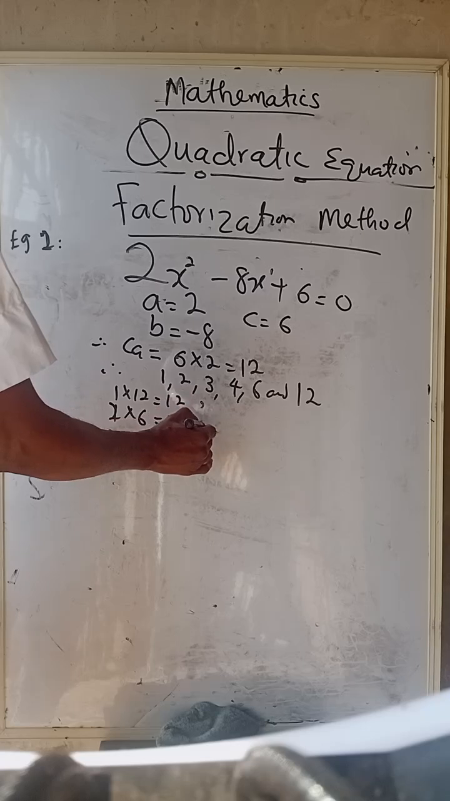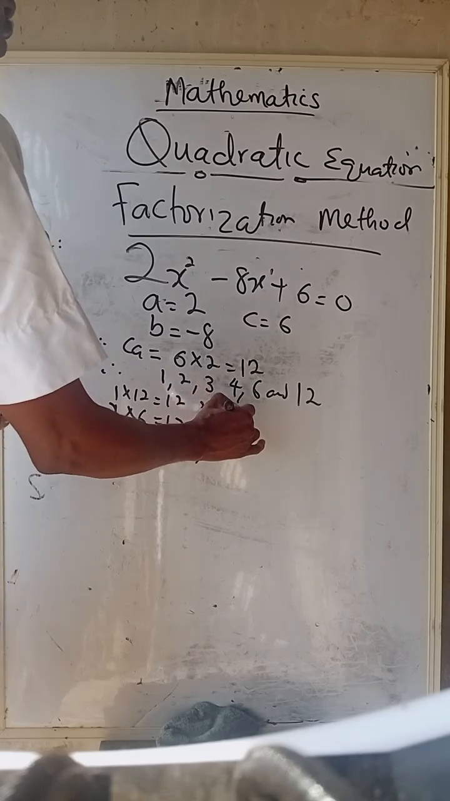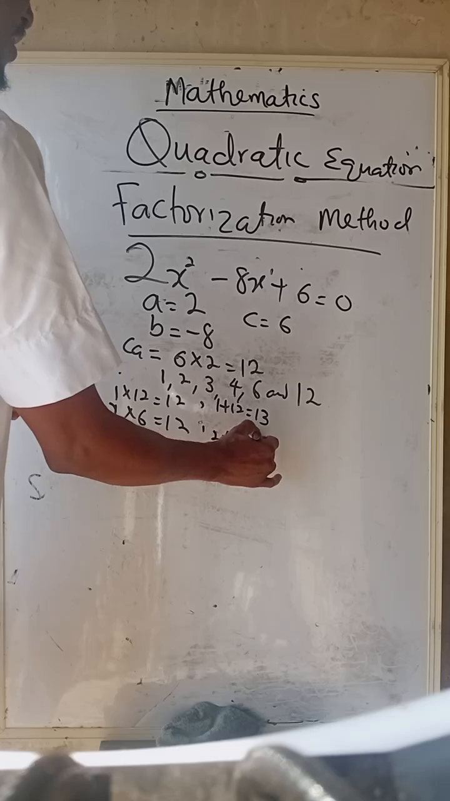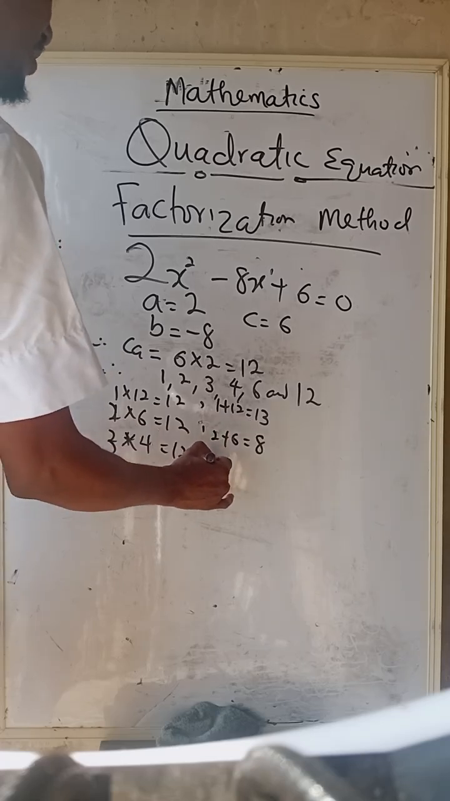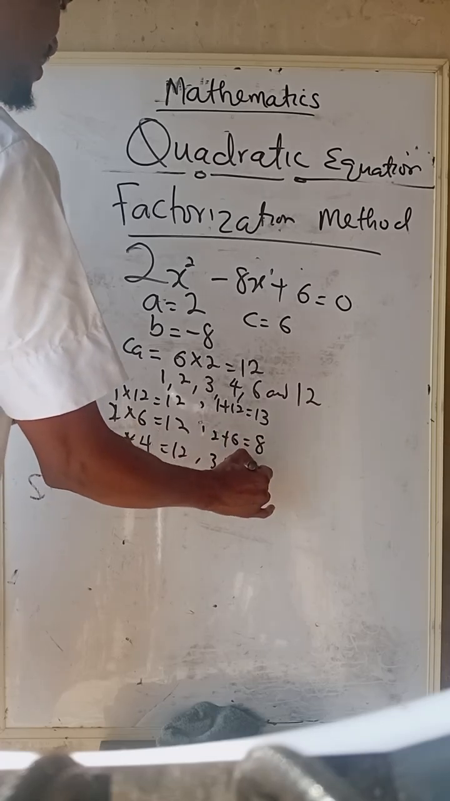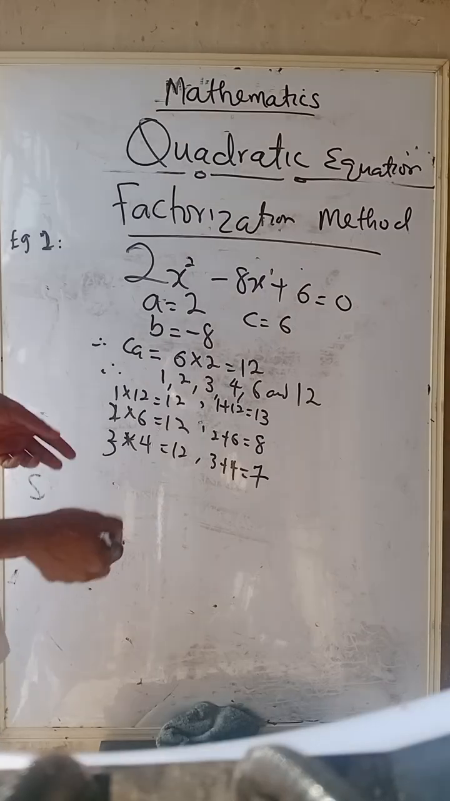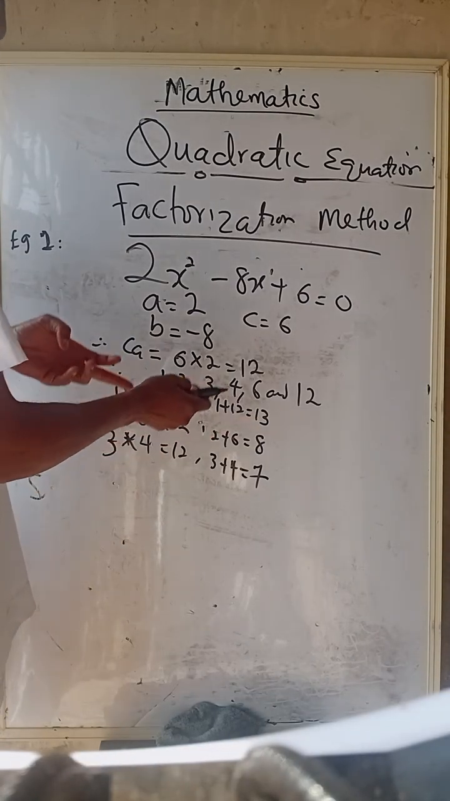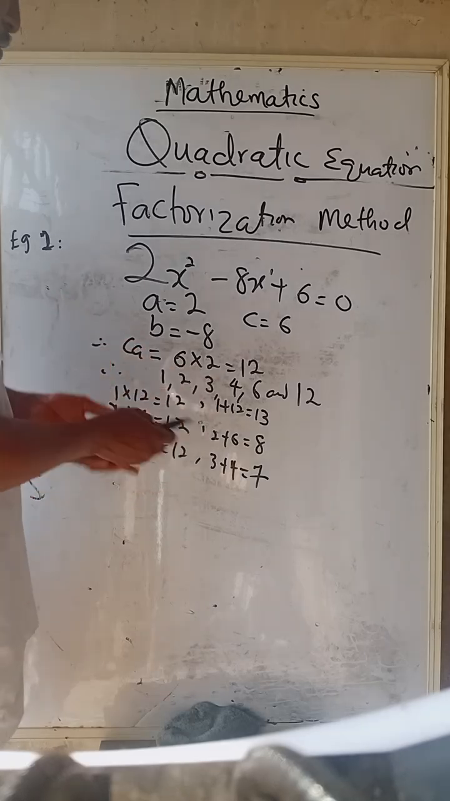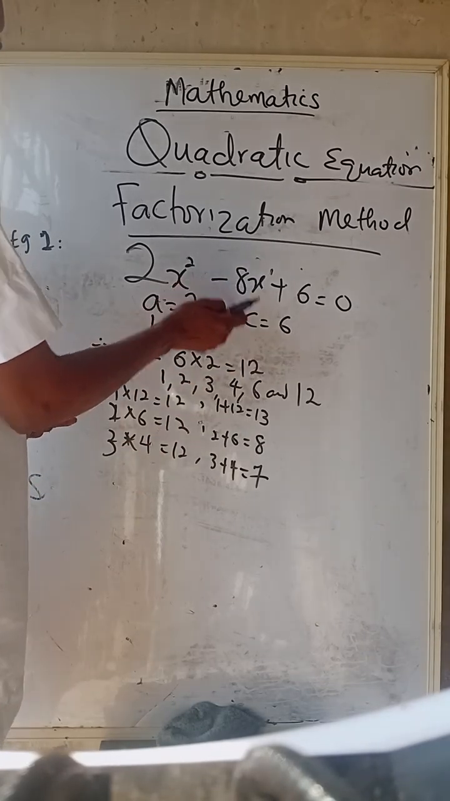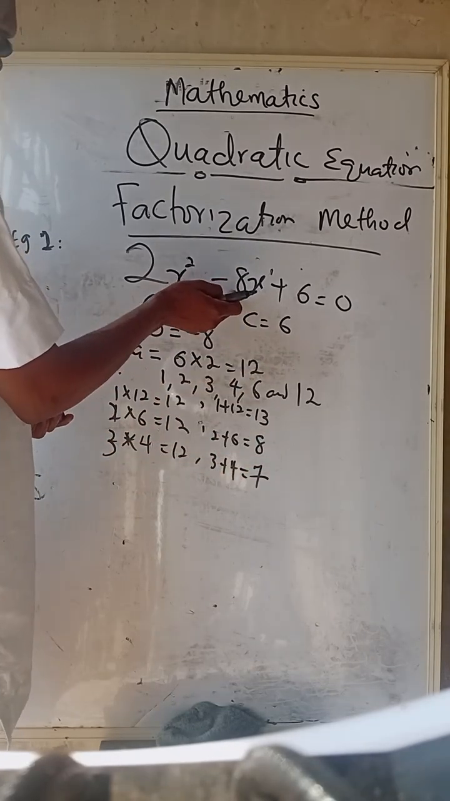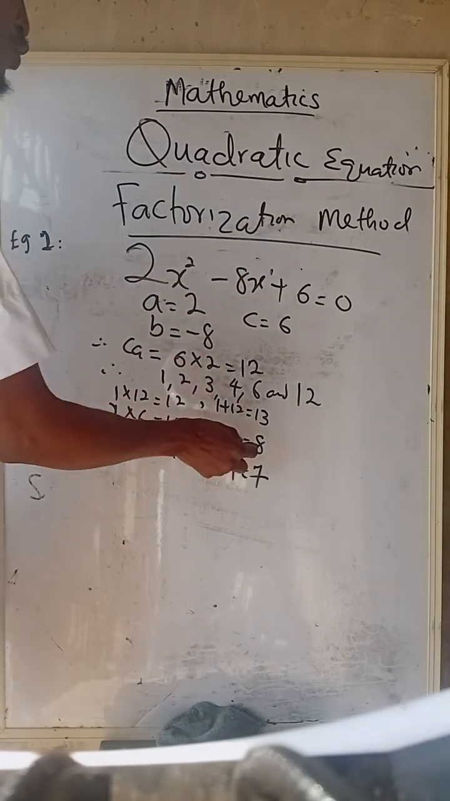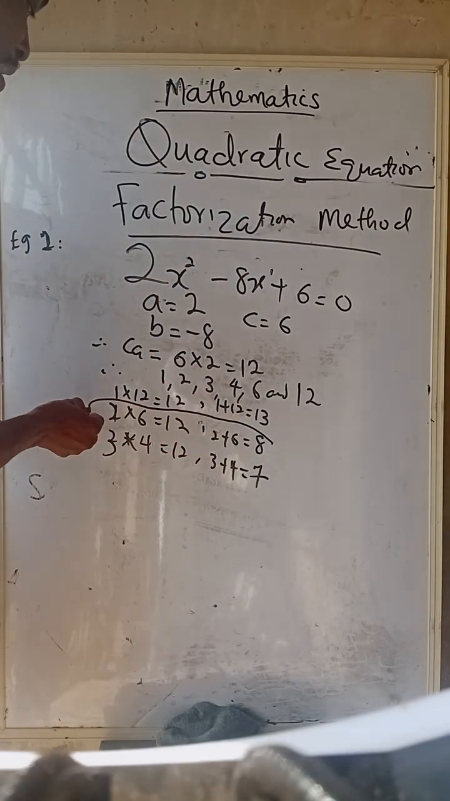Now, let's do addition. 1 plus 12 is 13. 2 plus 6 is 8. 3 plus 4 is 7. Mind you, this one now, 1 times 12 is 12. 2 times 6 is also 12. 3 times 4 is also 12. 1 plus 12 is 13, no. 2 plus 6 is 8, no. But this one is -8. 3 plus 4 is 7, no.